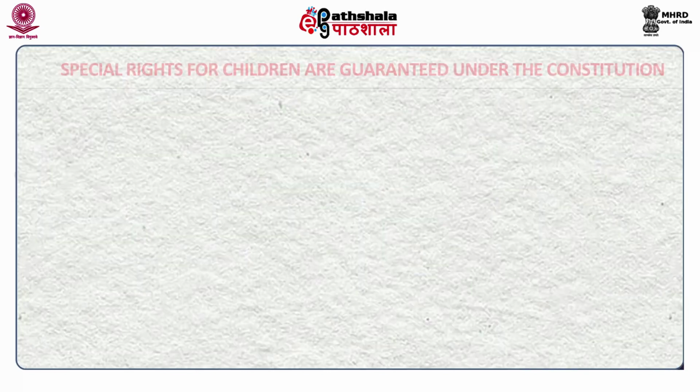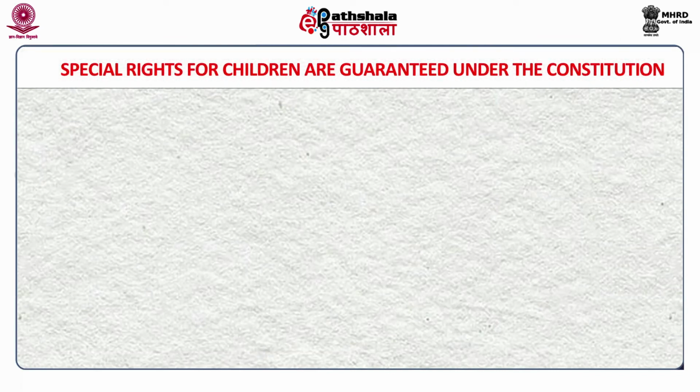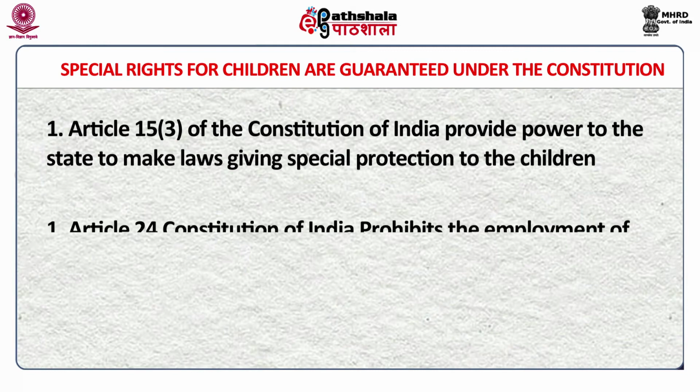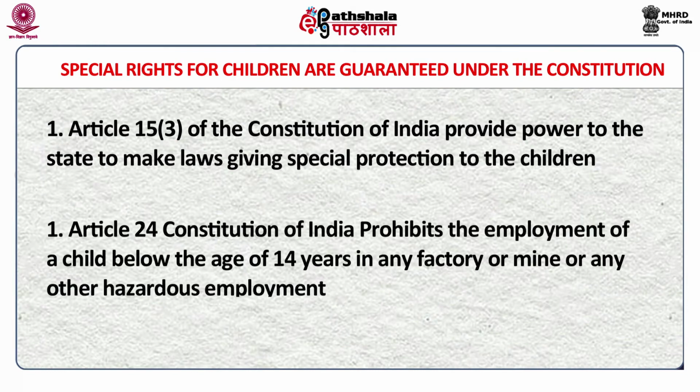As children are vulnerable and lack maturity, they need special provisions for protection. Therefore, special rights for children are guaranteed under the Constitution. Article 15, Clause 3 of the Constitution of India provides power to the state to make laws giving special protection to children. Further, Article 24 prohibits the employment of a child below the age of 14 years in any factory or mine or any other hazardous employment.